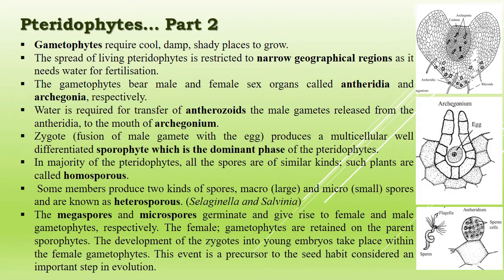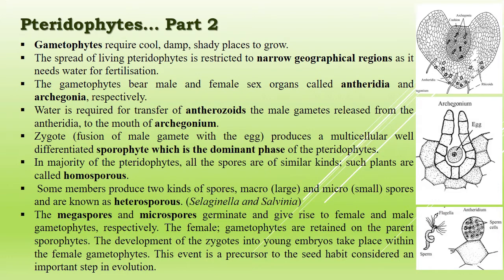Megaspores and microspores germinate and give rise to female and male gametophytes respectively. The gametophytes bear male and female sex organs called antheridia and archegonia respectively on the lower side, that is the ventral side. The gametophyte that develops in Homospora species is monoecious, having male and female reproductive structures on the same individual, while those of Heterospora species are dioecious, having male and female reproductive structures on different individuals.